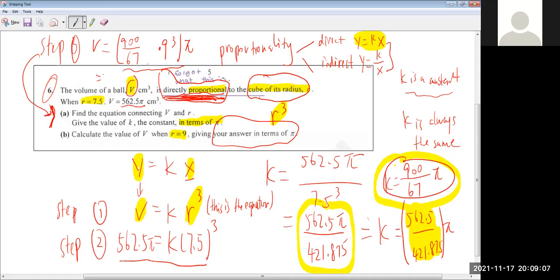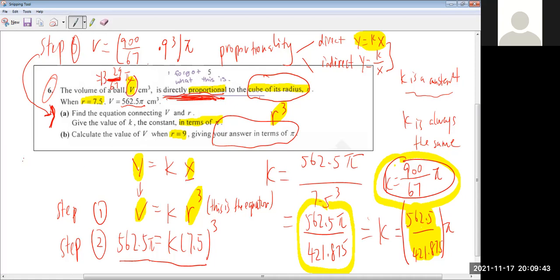13.4. No, just give me a fraction. 1329 over 67. Yes, okay, good. The 13 is the whole number. So 13 and 29 over 67. That's how you read it.